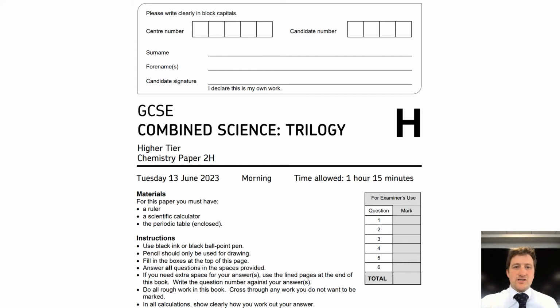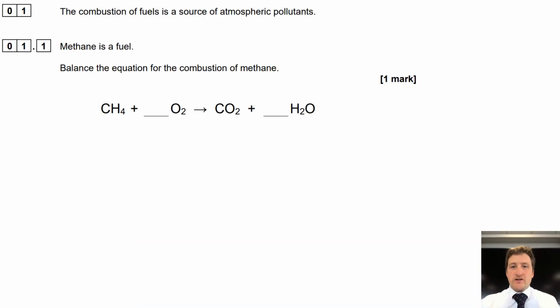Okay, this is the GCSE Combined Science Trilogy, Higher Tier, Chemistry Paper 2, 2023. We can see in this first question, it is the combustion of fuels is a source of atmospheric pollutants. Now you need to know certain atmospheric pollutants, but it tells you this whole question is going to be about them, so you need to have in your mind what pollutants do I need to know. Okay, then it says methane is a fuel, balance the equation.